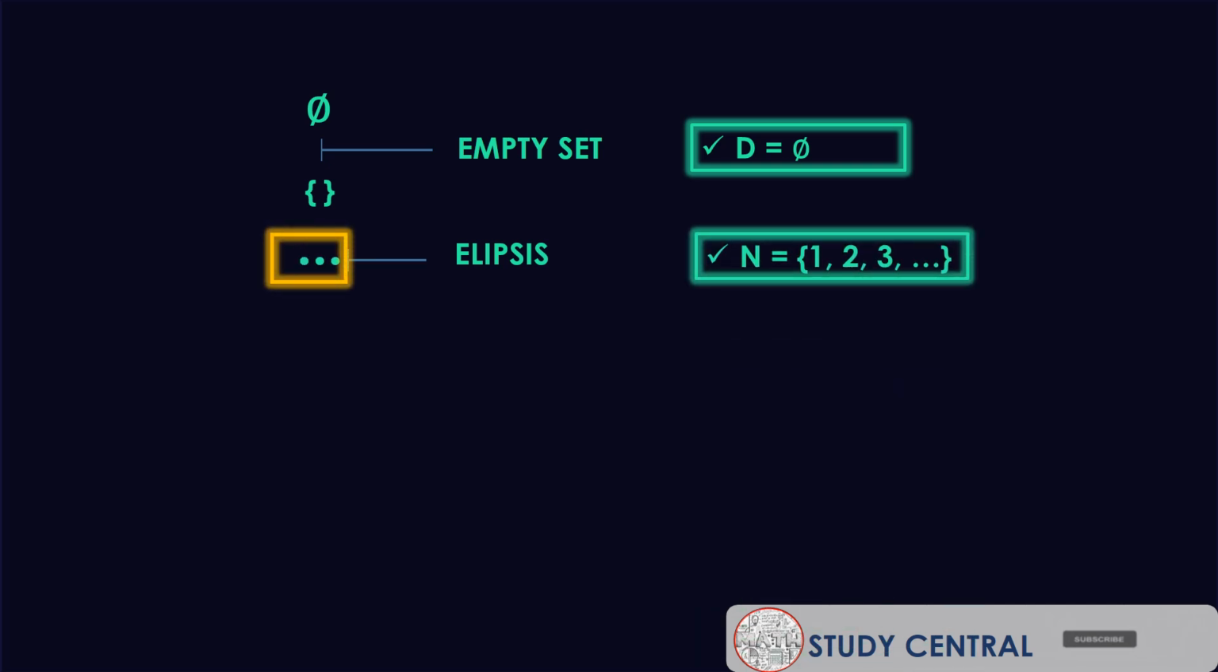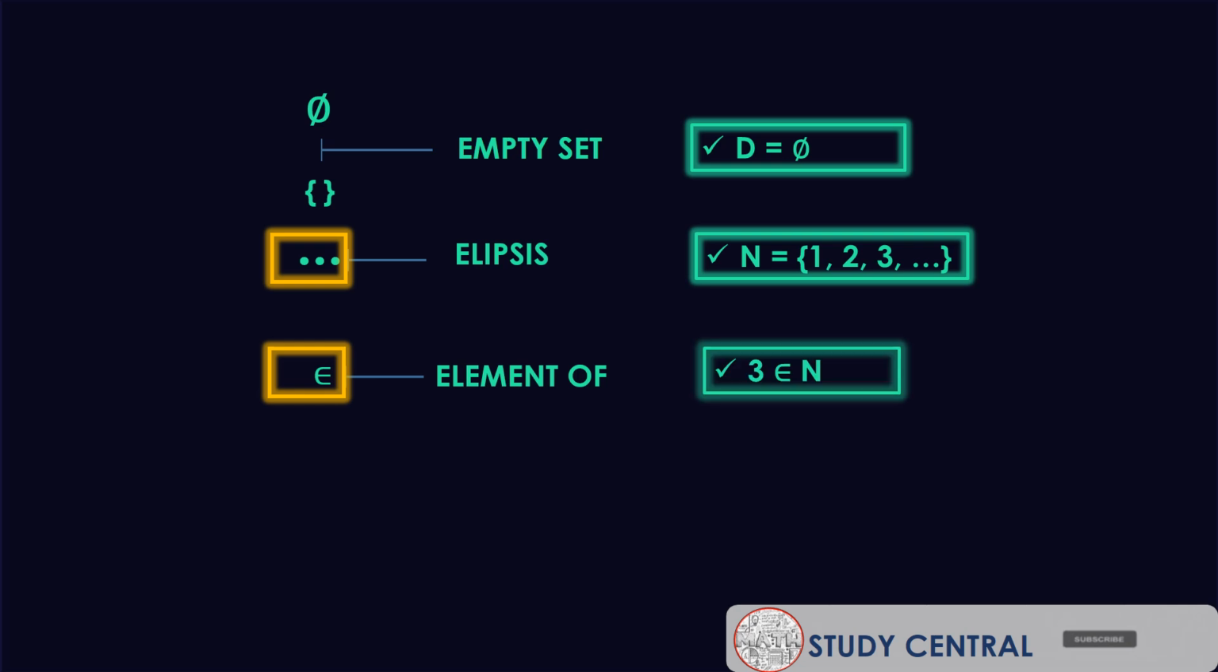Next is the element of notation. If an object can be found in a given set, we can express that mathematically using this symbol. So, to say that 3 is an element of N, we write this. Also, this symbol is read as not an element of. It is used to indicate that an object is not a member of a given set. Considering N, which is a set of counting numbers, k is not an element of N. To express that mathematically, we write this.